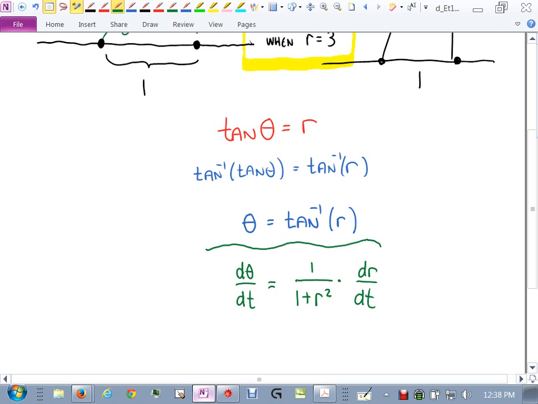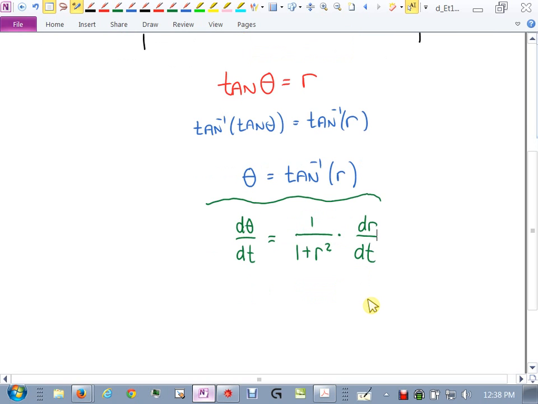So we're done. We just need to plug things in now. Now I can fix everything in time. So d theta dt is going to be 1 over 1 plus r squared. Did we know what r was? Now we can say it's 3, right? So we plug 3 in here, we get 9, that's 10, that's 1/10. 1/10 times 1,000, right? Which is going to be 100. 100 what?